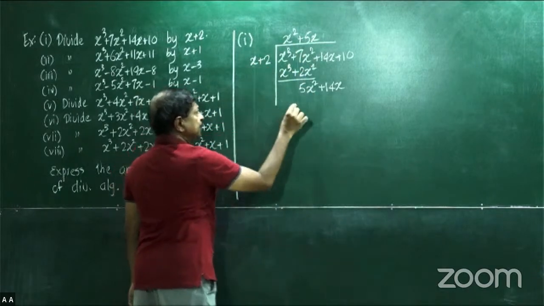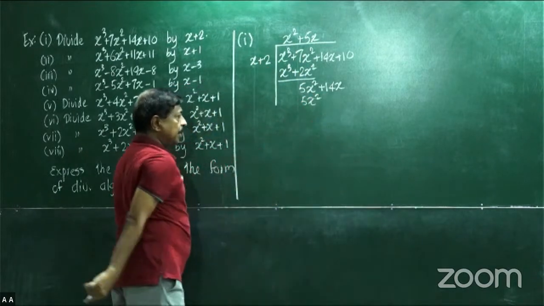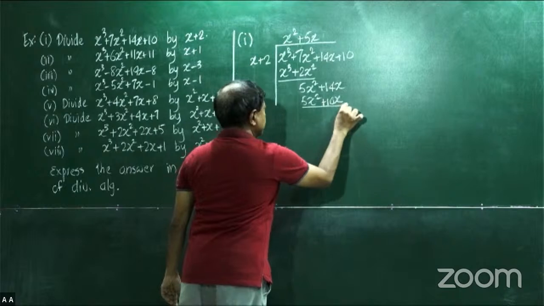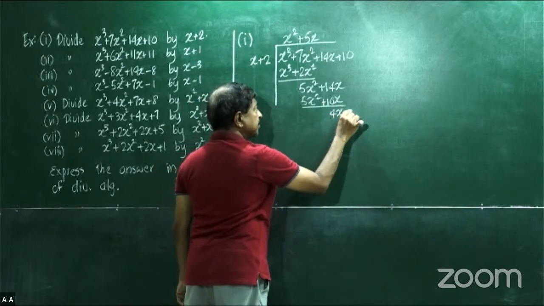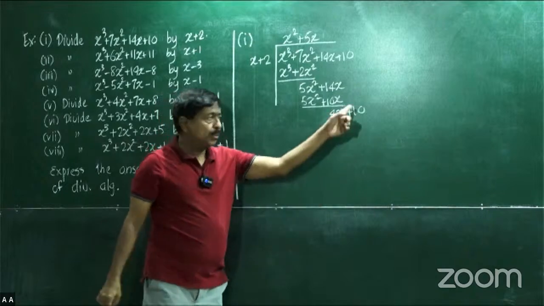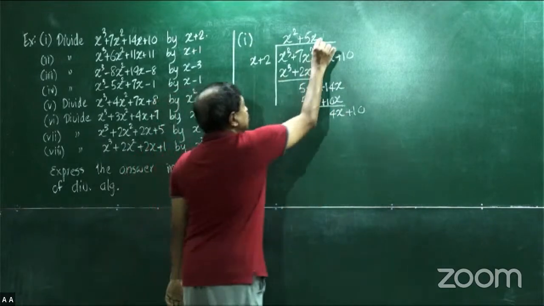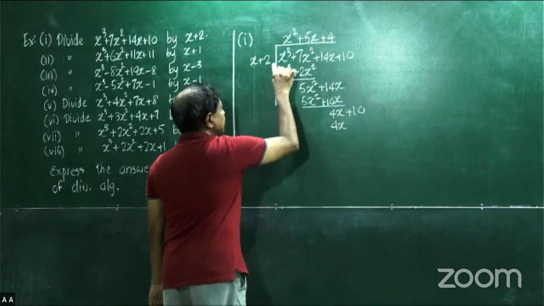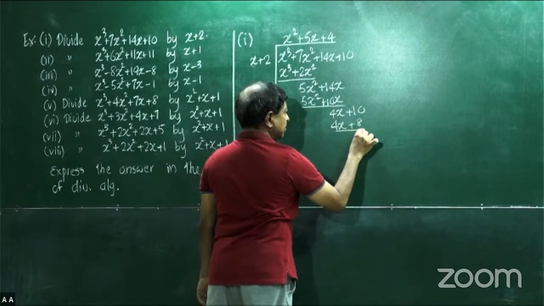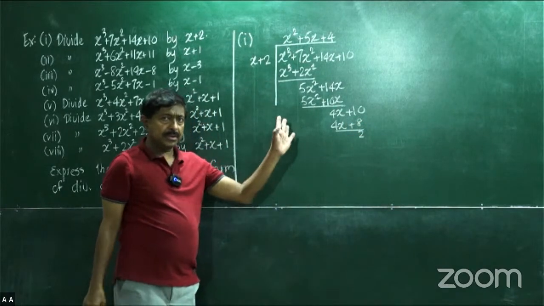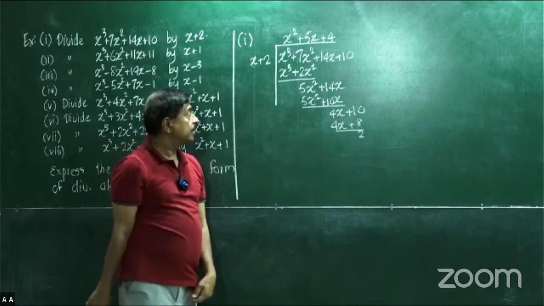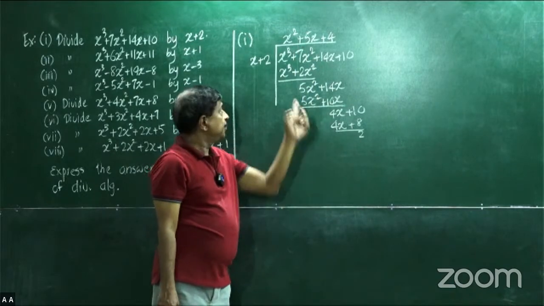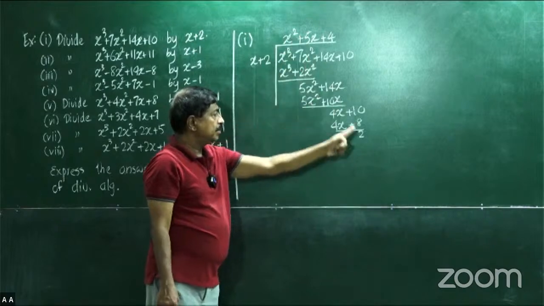Now 5x times this: 5x squared, and 5x times 2 is 10x. Subtract, you get 4x. Bring that 10 down to this level. Now divide 4x by x, you get 4. So 4 times this: 4x, and 4 times 2 is 8. Now you can write this in the form of the division algorithm. How do you do that? This is equal to the product of these two plus 2: divisor times quotient plus 2.